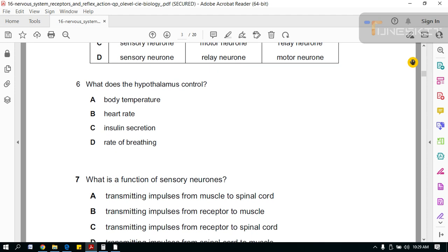Now come towards what does the hypothalamus control? What is the function of hypothalamus? The function of hypothalamus is to control the body temperature. Remember, body temperature is controlled by hypothalamus. Heart rate is not under the control of hypothalamus. Similarly, insulin secretion, no, it's not its function, it's a hormonal control, and that's a different thing. Rate of breathing is not the function of hypothalamus. Rate of breathing is a function of medulla oblongata. So here in this case option A is correct.